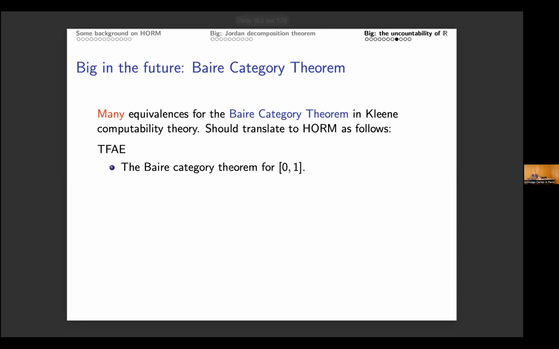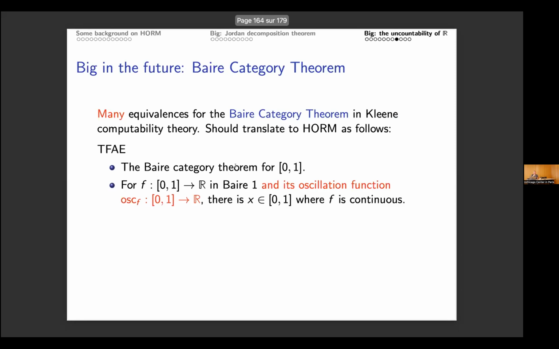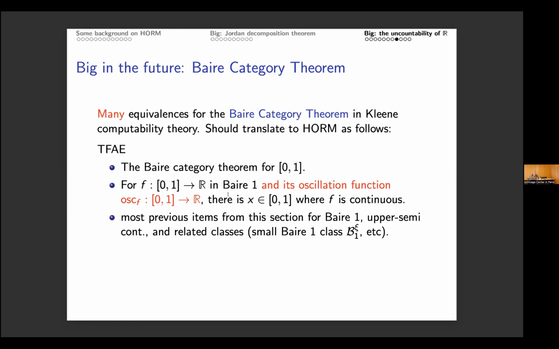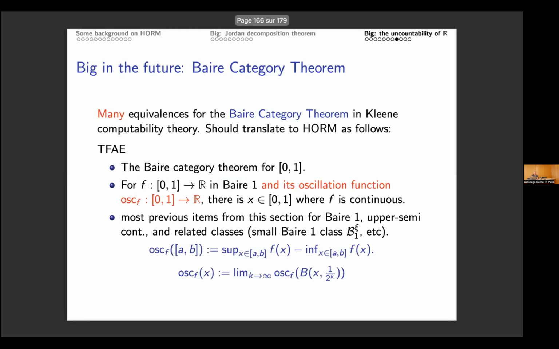So the Baire category theorem, if you have a sequence of open dense sets, the intersection is open and dense, it's dense, sorry. This is equivalent to if you have a Baire one function and its oscillation function, then it has a point of continuity. All the other stuff is also equivalent. Just throw out regulated and look at Baire one, upper semi-continuous, even small Baire classes you can look at. Everything is equivalent. But you have to look at Baire one functions and the oscillation functions.